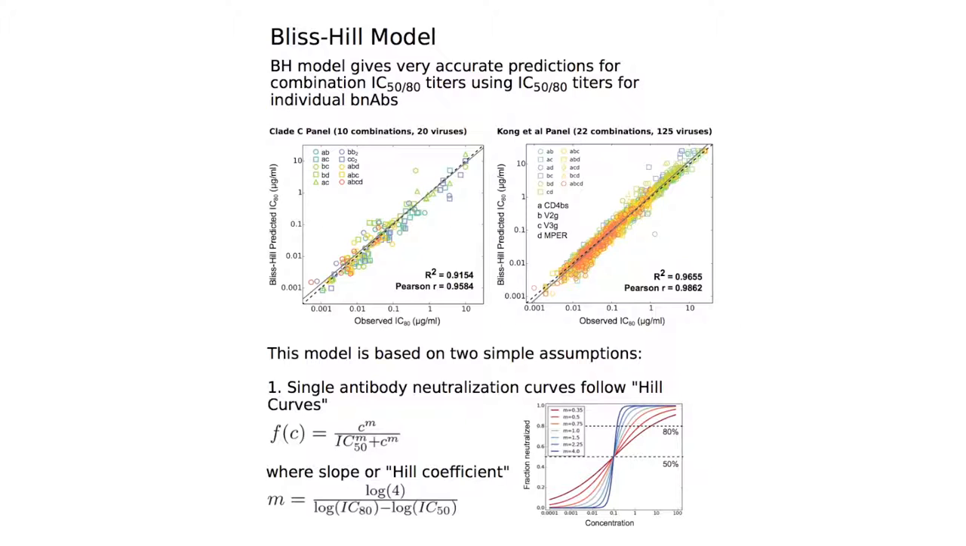This model can be derived from the principles of mass action kinetics, but intuitively it is based on two simple assumptions. First is that the single antibody neutralization curves follow what are known as Hill curves, which look like the sigmoidal curves shown in this figure. These can be parametrized by two parameters, the IC50 of the single antibody against a given virus, and a parameter called M, which is the slope or Hill coefficient. This parameter can be determined using IC80 and IC50 titers for single antibody against a given virus, and it determines how steeply these neutralization curves rise from 50% neutralization to 80% neutralization. In this figure, the red curves have lower slopes and blue curves have higher slopes.